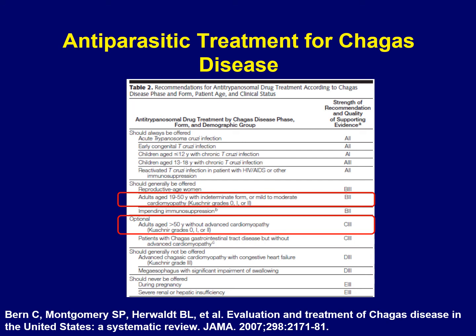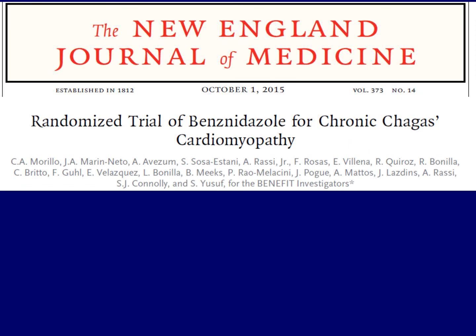So people with the indeterminate form, like I said before, there seems to be a much lower probability of cure with these patients, and also patients with the determinate form, especially ones with mild to moderate cardiovascular disease. So this was actually explored in some clinical research that I'll describe. Here's a trial called the BENEFIT trial. It was a randomized trial of this antiparasitic drug benznidazole for chronic Chagas disease cardiomyopathy.